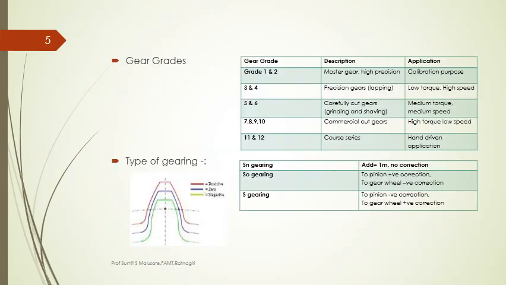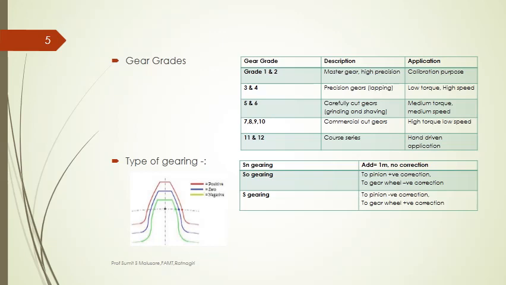Okay, then gear grades. We already stated that as per AGMA there are 12 grades. Grades 1 and 2 are called master gears, high precision gears. Okay, those are only used for calibration purposes. Grades 3 and 4 are called precision gears. Okay, here the lapping process is done along with all kinds of finishing processes.